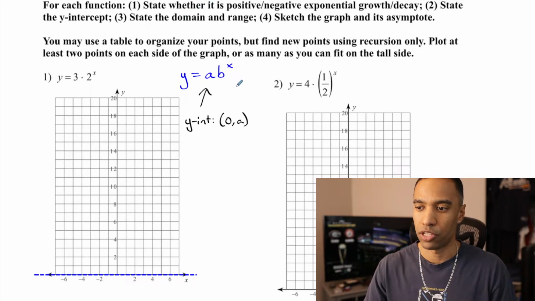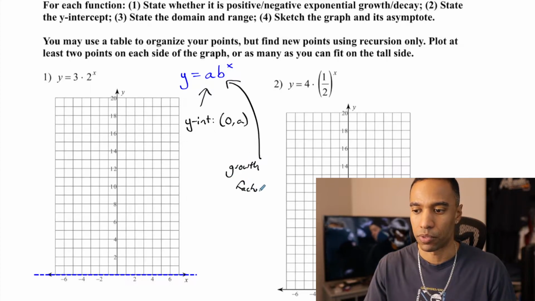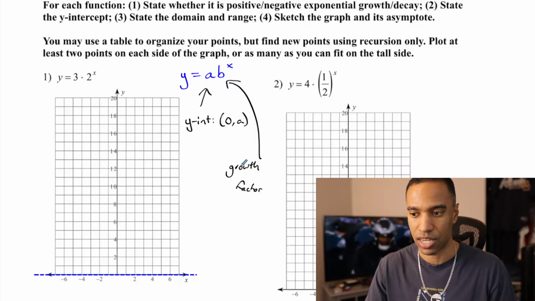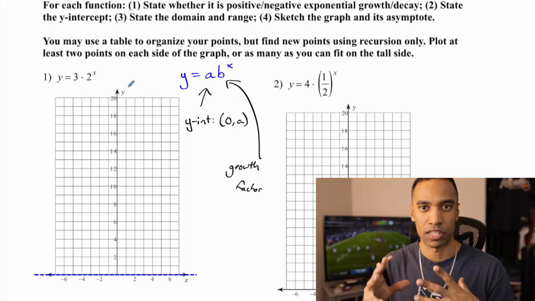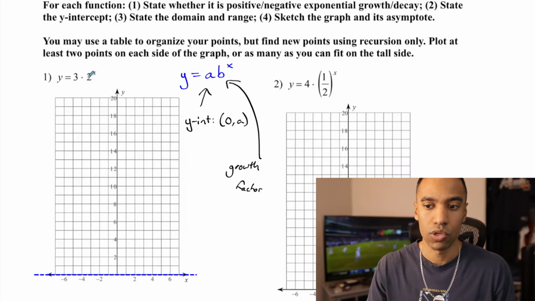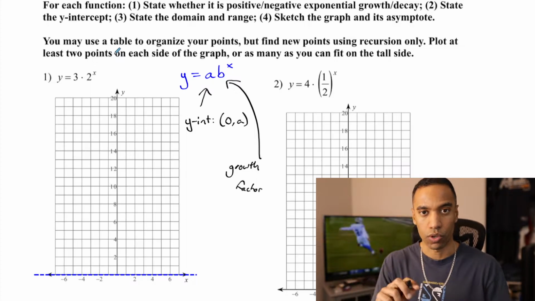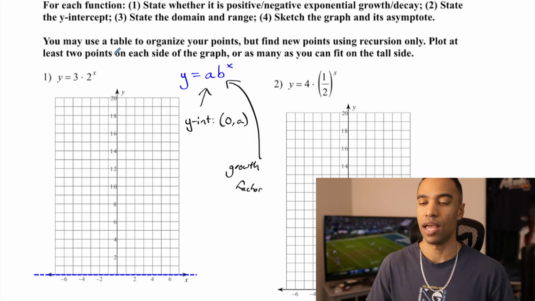The b value represents the growth or decay factor. So I'm just going to write growth factor. I will state when it is decay. In this case, it is not. In order to be decay, you have to multiply by something that's going to shrink your value, something between 0 and 1. 2 is more than 1, so our values will grow. And when I say grow, I mean looking from left to right as we graph.